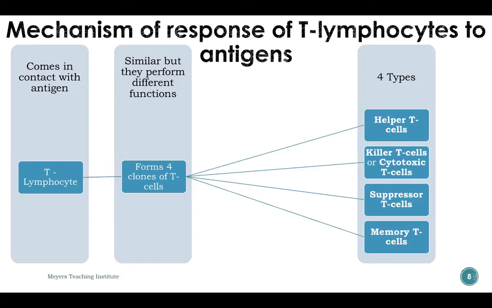The killer T cells or cytotoxic T cells directly attack and destroy the microbe. These killer T cells bind to the infected cell, basically our own cells in the body, and secrete perforins. These perforins make a hole in that cell and release substances that can kill the foreign bacteria and foreign materials. The suppressor T cell, on the other hand, helps prevent the entire immune system from attacking the body's own cells.